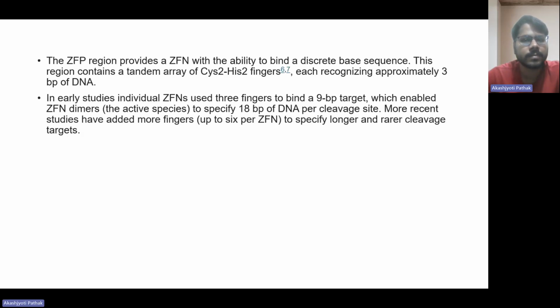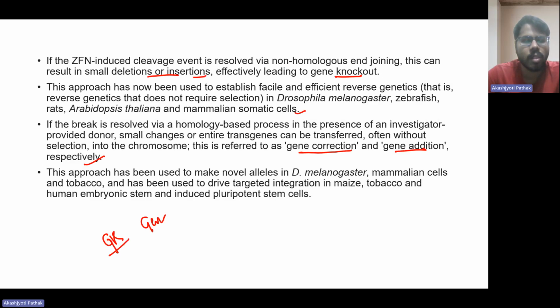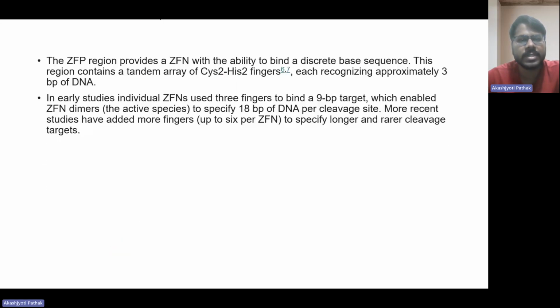Okay, now, so this has been taken from that paper only. So this zinc finger protein region provides a zinc finger nucleus with the ability to bind a discrete base sequence. So that I was explaining in the figure just now. This zinc finger protein has the zinc finger nucleus, and this zinc finger nucleus has the ability to bind a discrete base sequence. Okay.